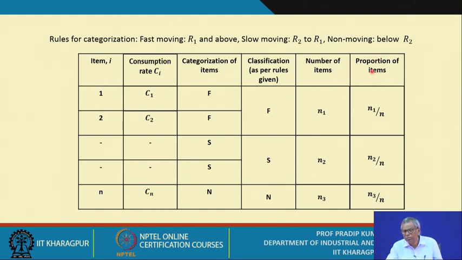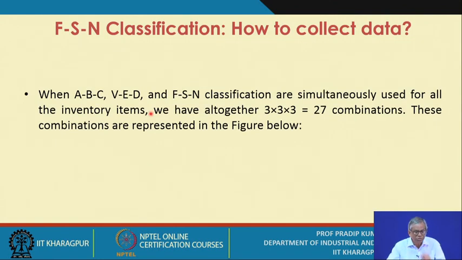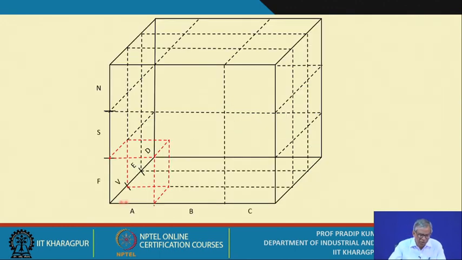So now you can definitely calculate the proportion of items, right? When ABC, VED and FSN classifications are simultaneously used, in many cases you need to select out of 6 classifications at least 3. For all the inventory items, we have altogether 27 combinations. These combinations are represented in the figure below. So this way you calculate. On one axis you have A, B and C, on the x-axis this is VED, and then you have on the z-axis F, S, N. So the most important category is the A class items, vital items and fast moving items. This is on one extreme.